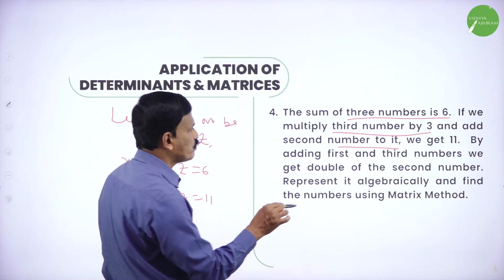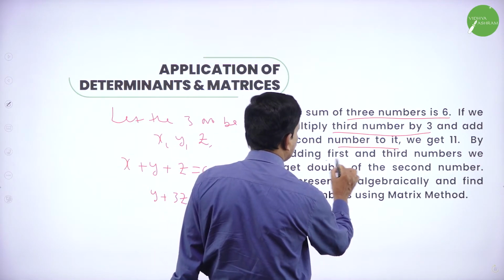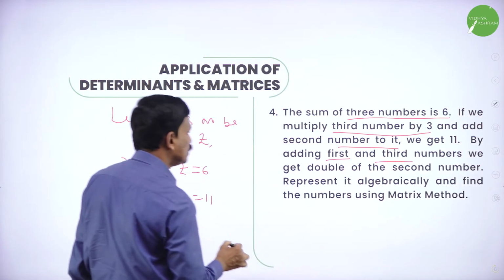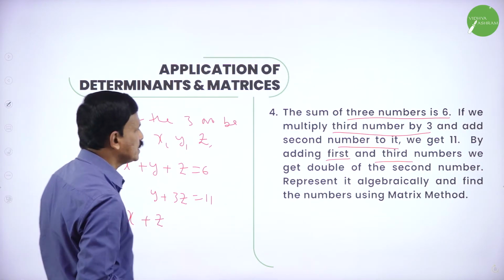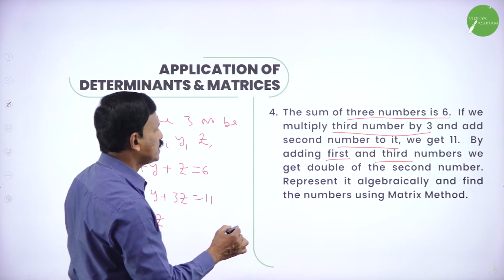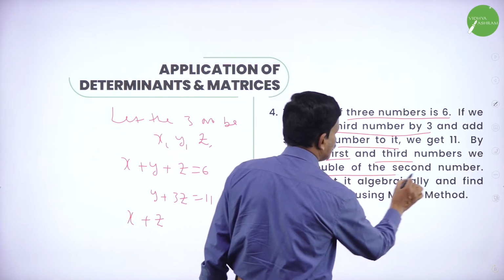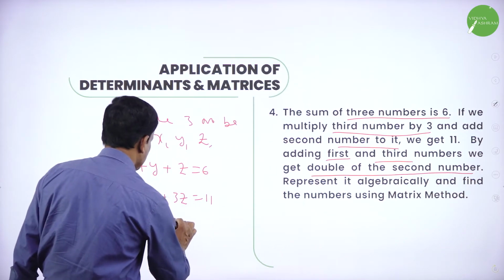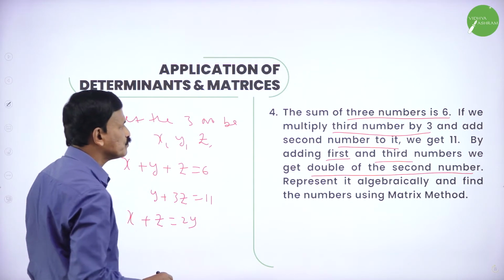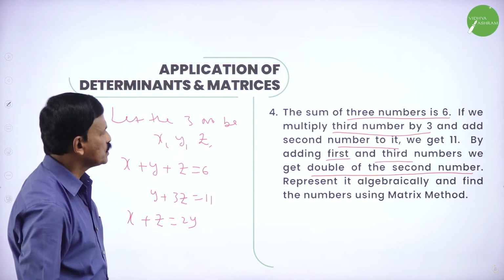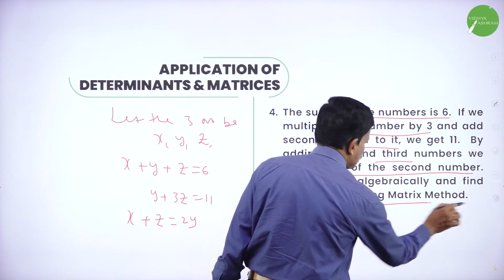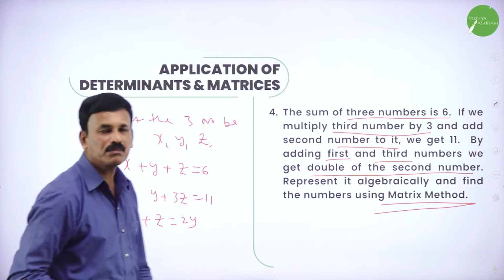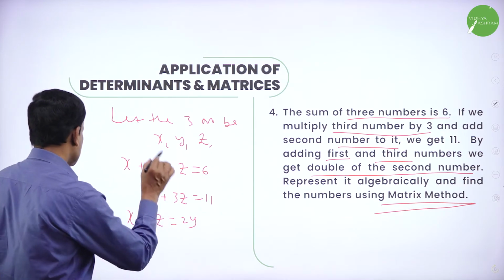And last point, by adding first and third number, x plus z, we get double the second number. Double of the second number means 2y. Represent it algebraically and find the numbers using matrix method. That means solve using matrix method. So this is the problem.